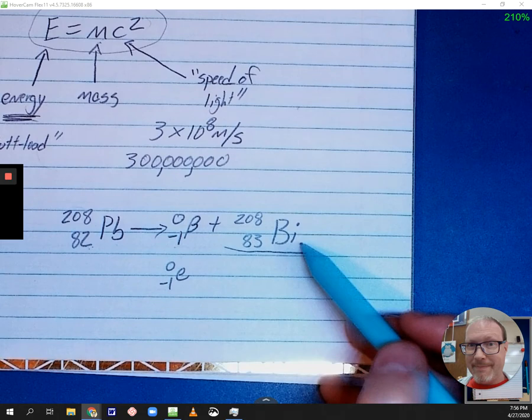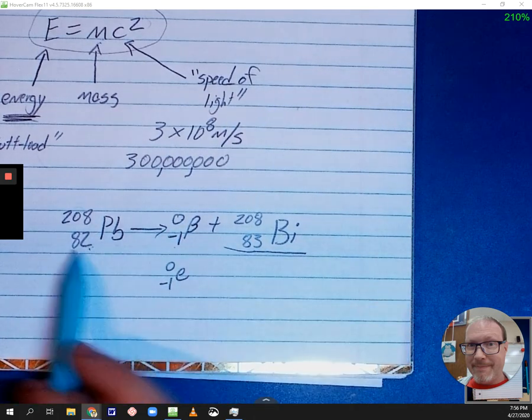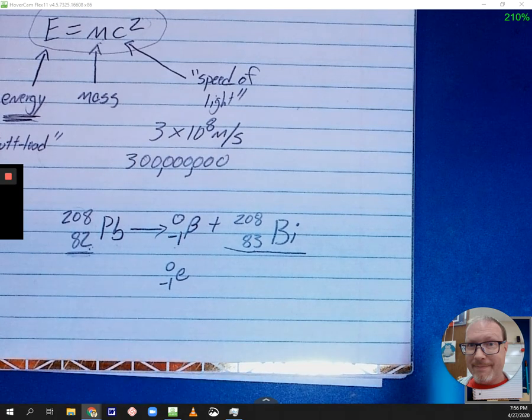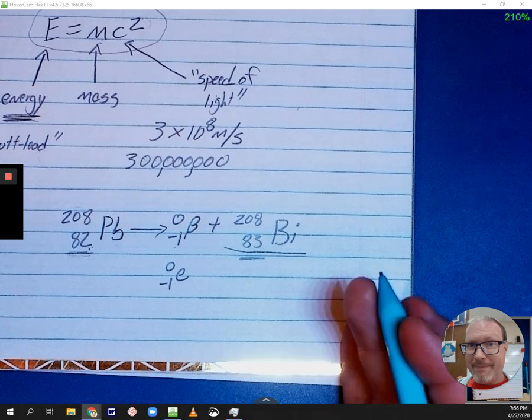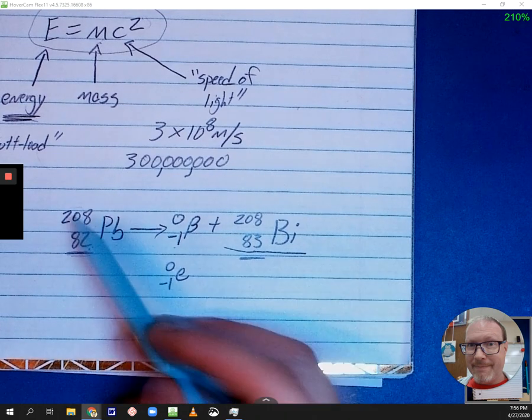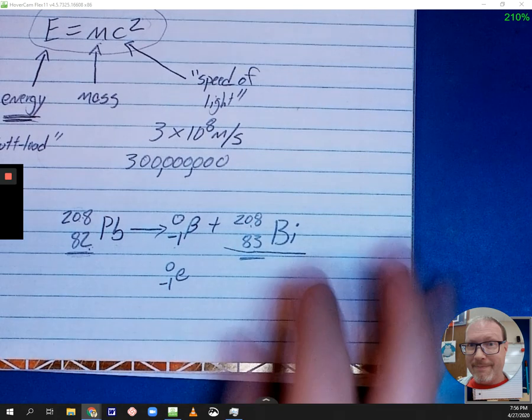Bismuth has an atomic number of 83. Now, if you look to see what happened before, we only had 82 protons, and now all of a sudden we've got 83 protons. Where did that other proton come from? And the mass of the atom didn't change. Well, here's what happened, folks.